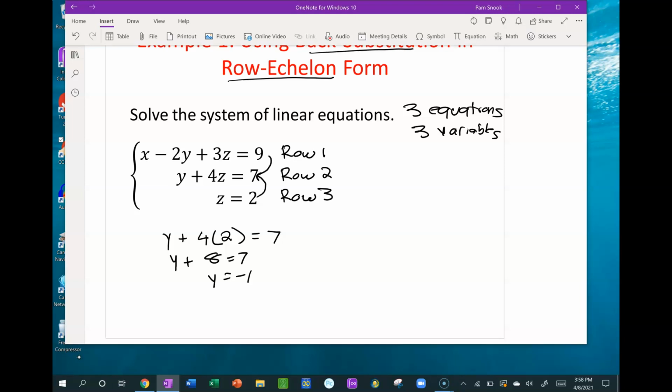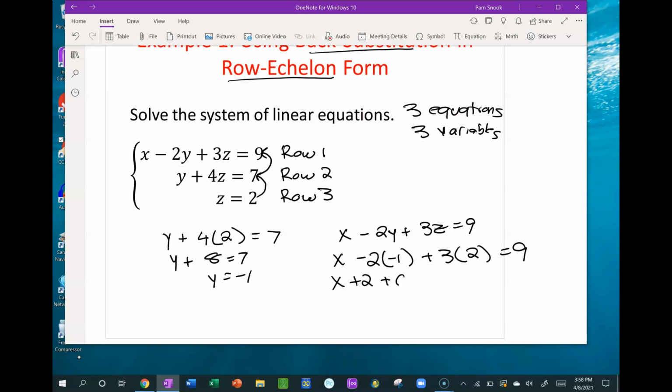Now I'm going to backward substitute again. So x minus 2y plus 3z equals 9. So x minus 2 times negative 1, which I solved for the y, plus 3 times 2, which we already knew was z, that equals 9. So then I get x plus 2 plus 6 equals 9. That's going to give me x equals 1.